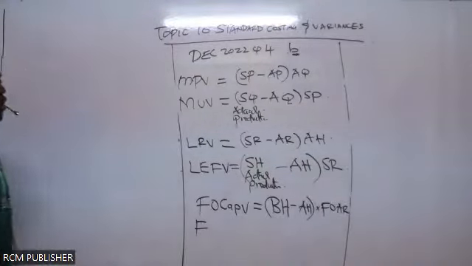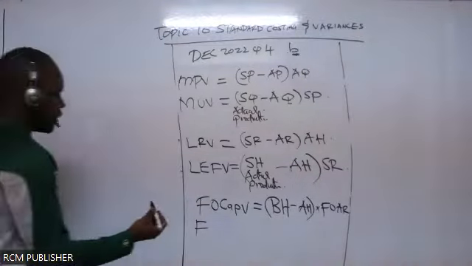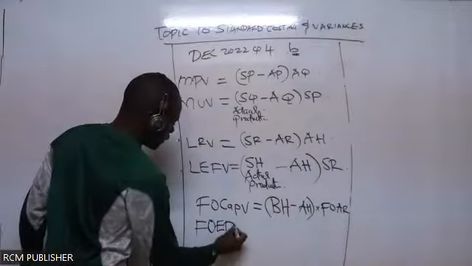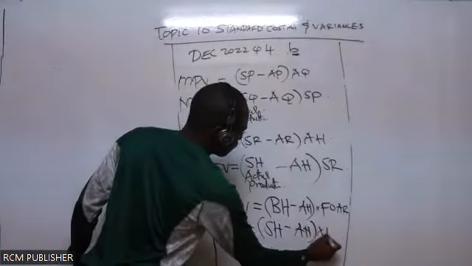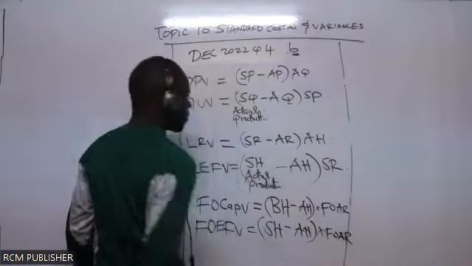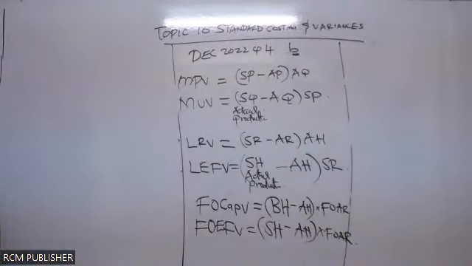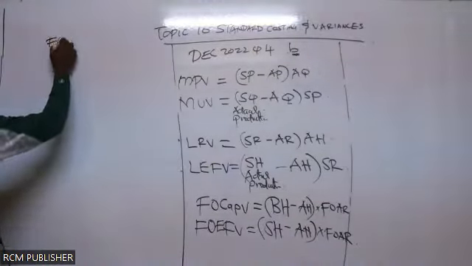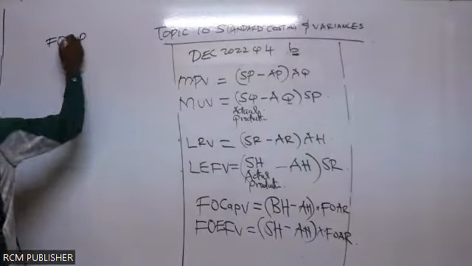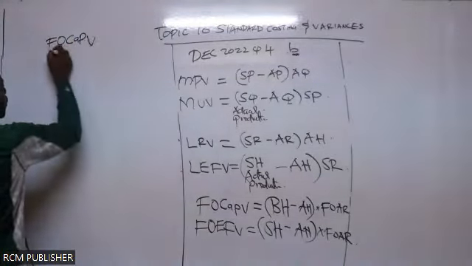So the next one that you are required to calculate, after fixed overhead capacity variance, is the fixed overhead efficiency variance, which is equivalent to standard hours minus actual hours, then you multiply by the fixed overhead absorption rate. So this overhead absorption rate is something that we are familiar with. So we need to get the fixed overhead capacity variance. That is what we need to calculate.